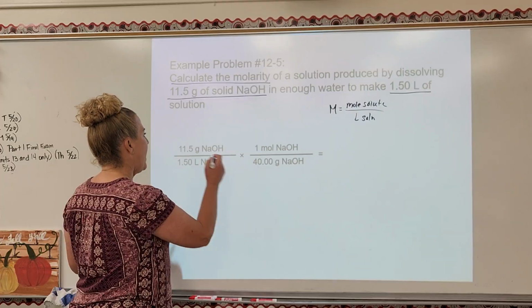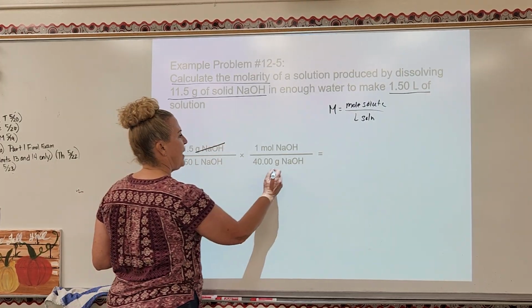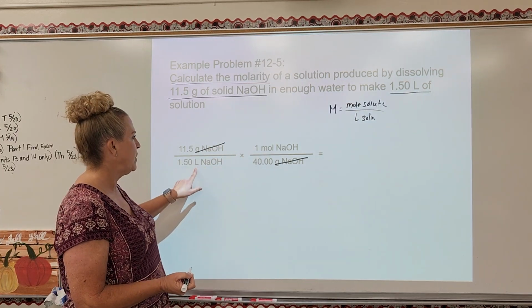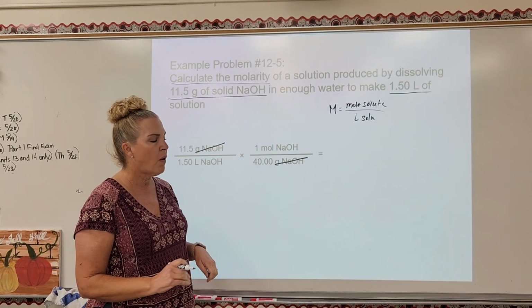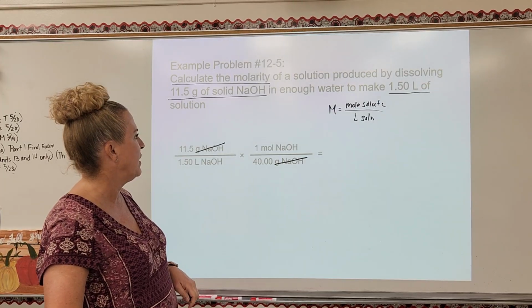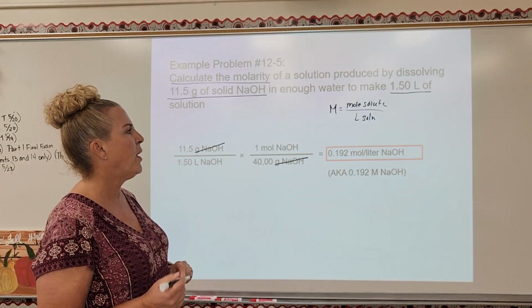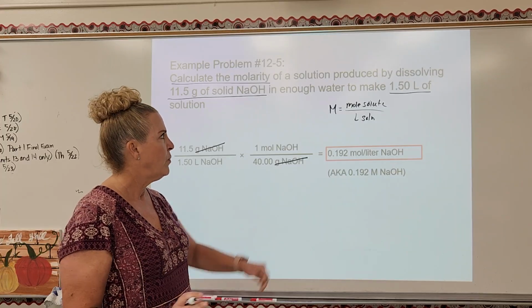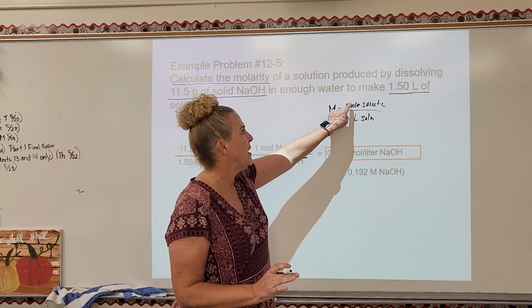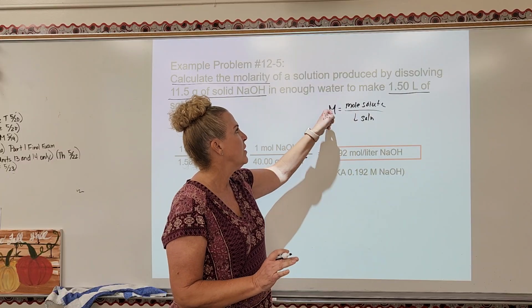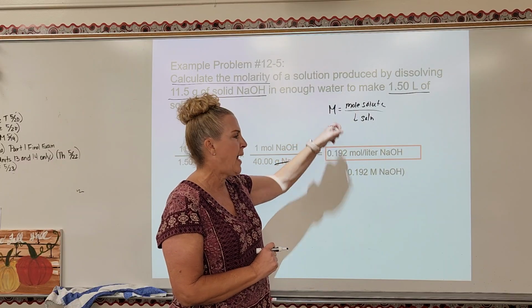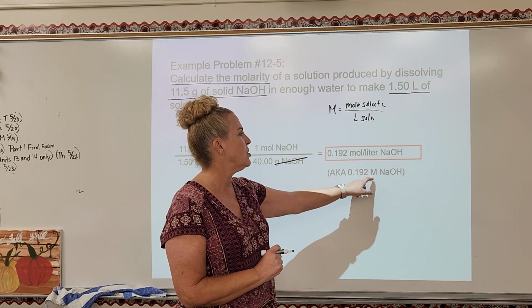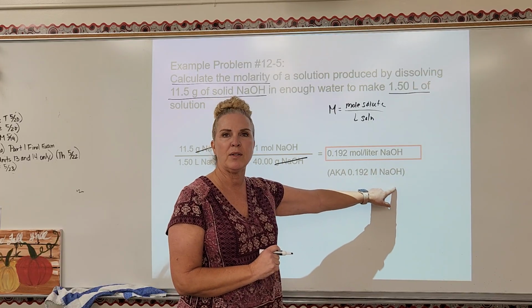All right, so now my grams of NaOH cancels, and I have moles over liters, which is what I'm looking for. So all I need to do now is do the calculation. And I get 0.192 moles per liter of NaOH. But remember, anything that is moles divided by volume, you can substitute in the big M. So we could also answer 0.192 molar sodium hydroxide.